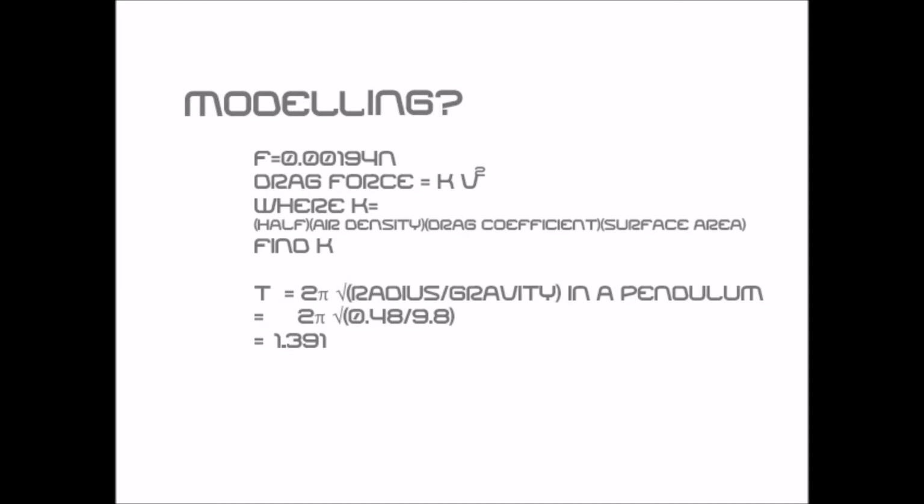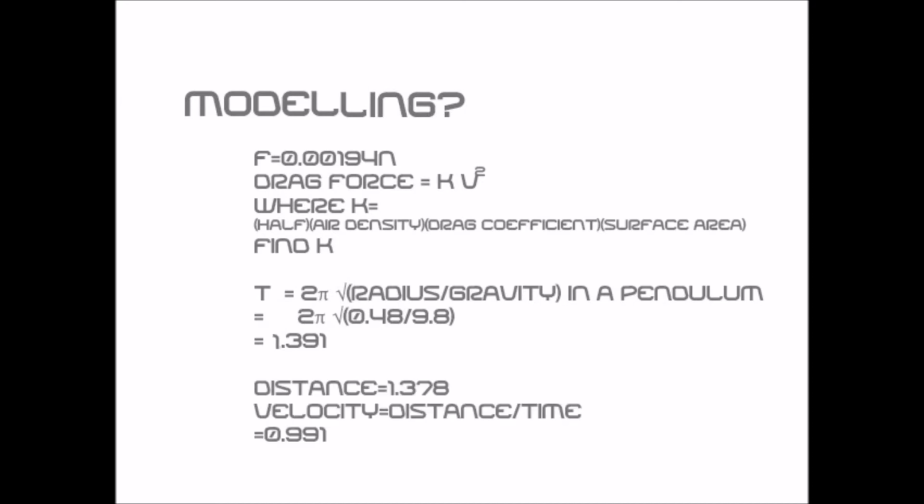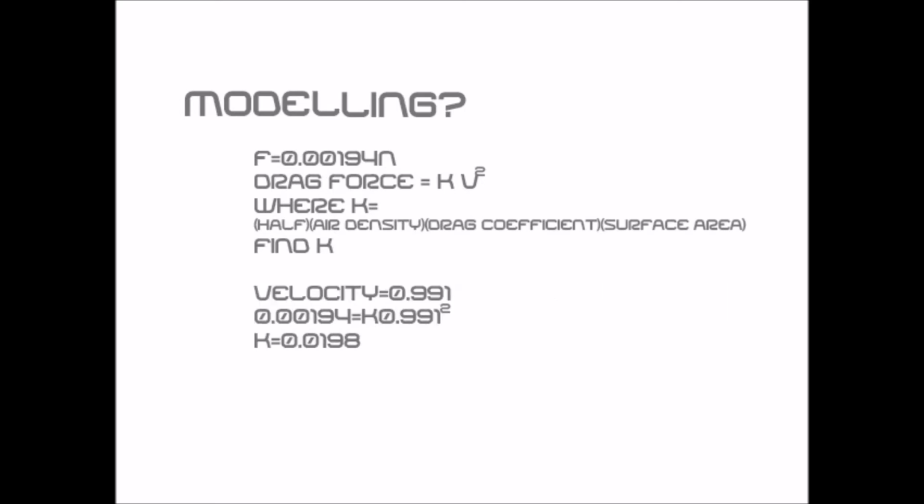T equals 2 pi root radius over gravity in a pendulum. This is equal to 1.391. The distance is equal to 1.378, so the velocity is distance over time, which is 0.991. Therefore, because we know drag force equals kv squared, we can work out that k is equal to 0.0198.